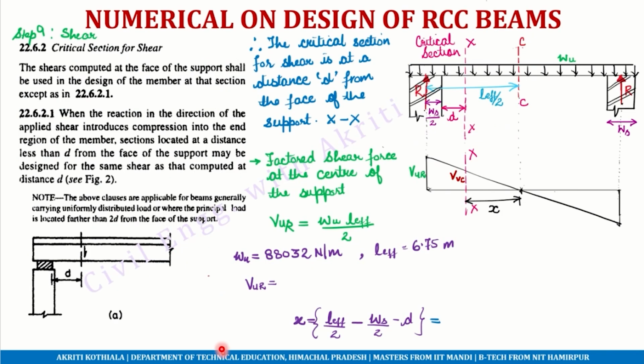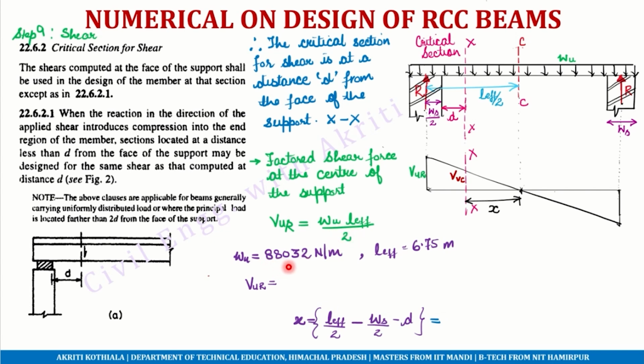Now we know from previous questions and from clause 22.6.2 that the critical section for shear in a simply supported beam is at a distance d from the face of the support. So from the face of the support we move a distance equal to the effective depth and we obtain this critical section XX. So we need to calculate the factored shear force at the center of the support. So the factored shear force at the center of the support will be equal to R, or we can simply say VuR, which is Wu L effective by 2.